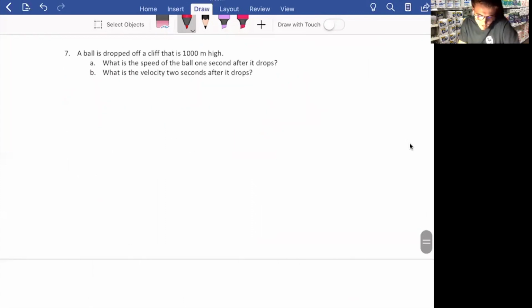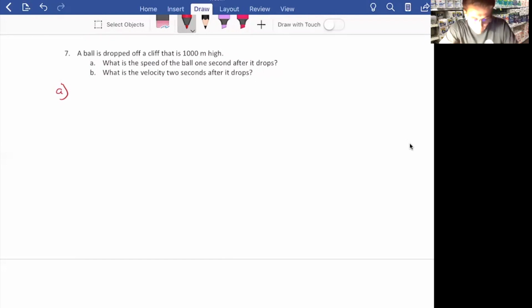A ball is dropped off a cliff that is 1,000 meters high. What is the speed of the ball 1 second after it drops? What is the velocity 2 seconds after it drops? Okay, so let's start with A. What is the speed of the ball? Speed is vectorless. It's just a quantity, so we're not going to have a positive or negative sign in our answer. What is the speed of the ball 1 second after it drops?